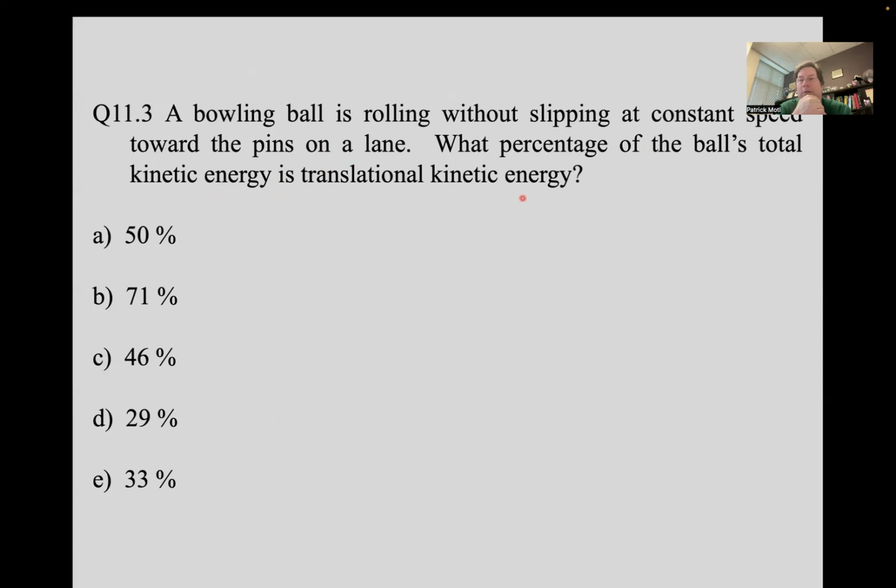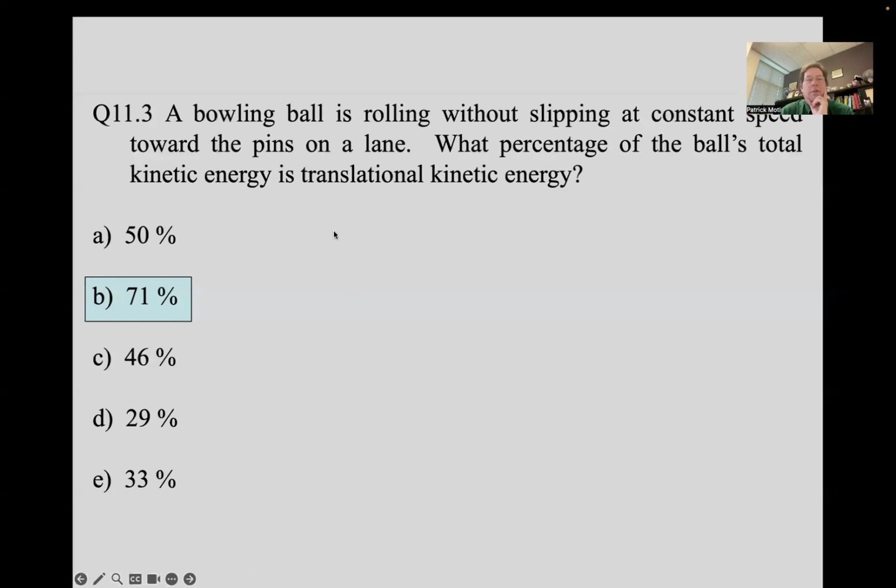Rotational kinetic energy doesn't do much to knock over pins. Translational kinetic energy, when the ball collides with pins, does do work. It's going to move the pins. So we want the percentage of the ball's total kinetic energy in translation. For a bowling ball is it 50%, half, 71%, 46%, 29%, 33%? And don't just guess, try to work it out. It's not too bad. All right, and then the answer, 71%.